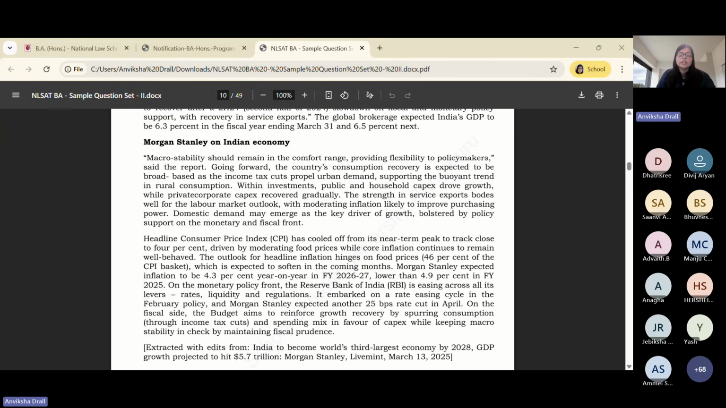Going forward, the country's consumption recovery is expected to be broad based as the income tax cuts propel urban demand, supporting the trend in rural consumption. Within investments, public and household capex drove growth, while private corporate capex recovered gradually. The strength in service exports bodes well for the labor market outlook, with moderating inflation likely to improve purchasing power. Domestic demand may emerge as the key driver of growth, bolstered by policy support on monetary and fiscal front.